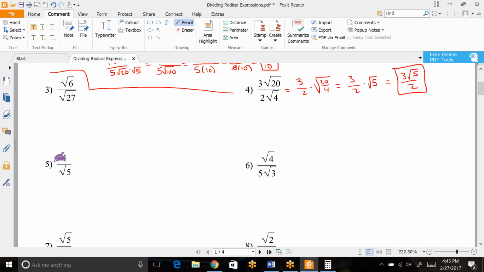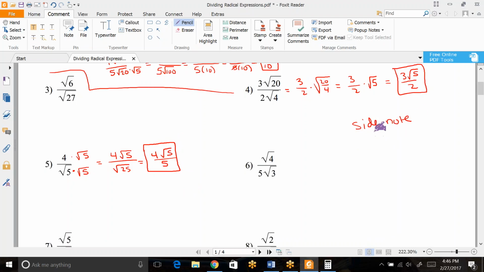Since there's no radical on top for number 5, I have to get this radical out of the denominator. So the best way to do it, if you don't know, is just multiply a square root by its matching square root. And the reason for that is if it's square roots, that creates a perfect square. So this would be square root of 25, which we know is just 5. So notice I no longer have a radical in the denominator. I want to do a little side note problem.